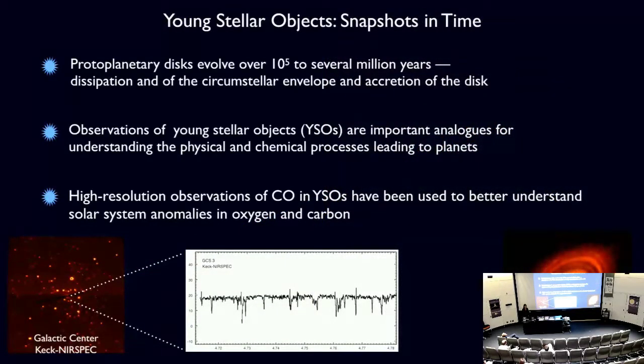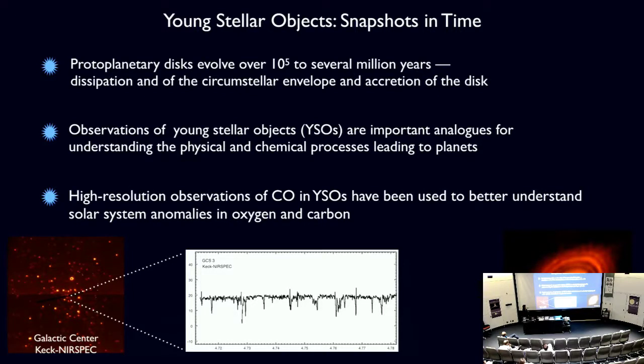Okay, so young stellar objects are really snapshots in time, as many of you know. And essentially protoplanetary disks evolve over an order of several 100,000 years to several million years. And eventually you get dissipation of the circumstellar envelope and accretion of the disk. These are important analogs. We treat them often as analogs for understanding the physical and chemical processes leading to planets. But we have to remember that our astronomical observations are single moments in time for these objects.